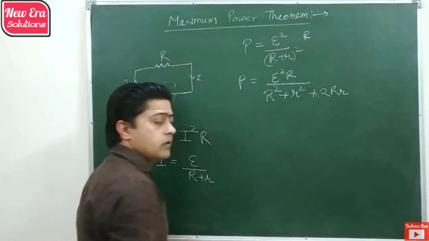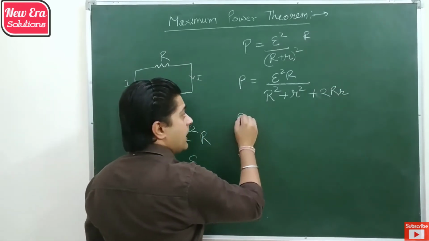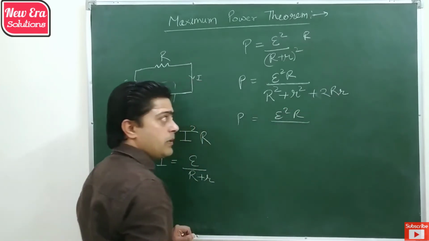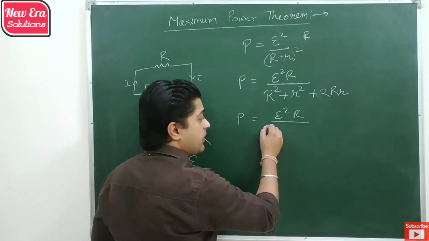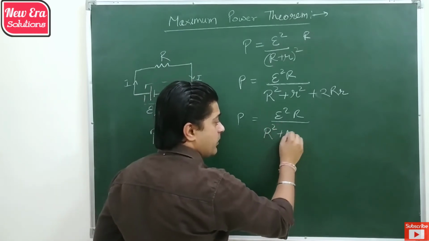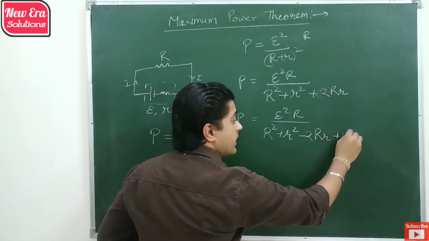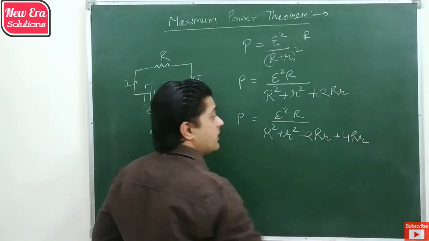2R small r. Now by adding minus 2R small r and plus 2R small r, we get R square plus small r square minus 2R small r plus 4R small r.